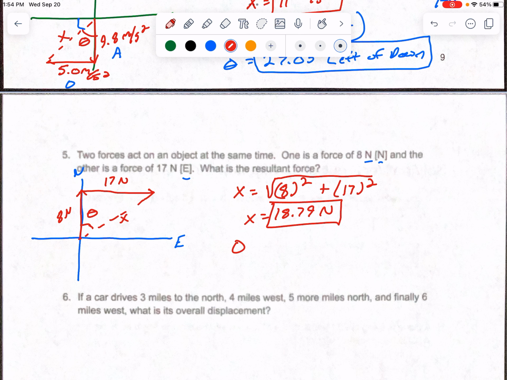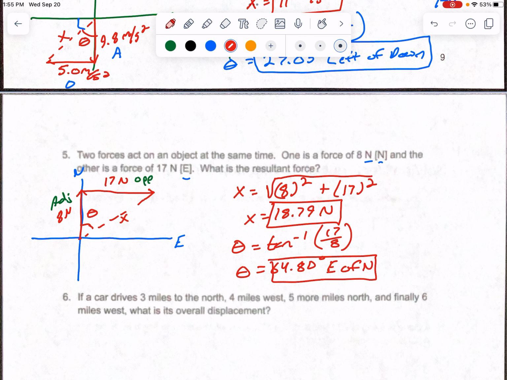Okay, then our angle. Angle is going to be inverse tangent. Okay, so again, if you need help labeling these, okay, 17 would be your opposite. And 8 would be your adjacent. Okay, so inverse tangent of opposite over adjacent, so it'd be 17 over 8. And that will give me an angle of 64.80 degrees. It's touching the north line and going east of it, so that's going to be east of north.